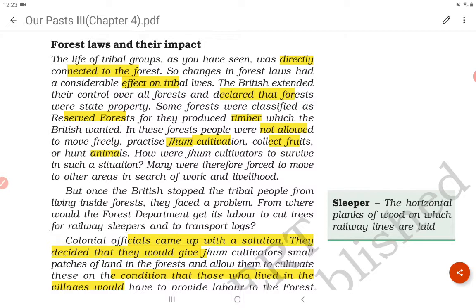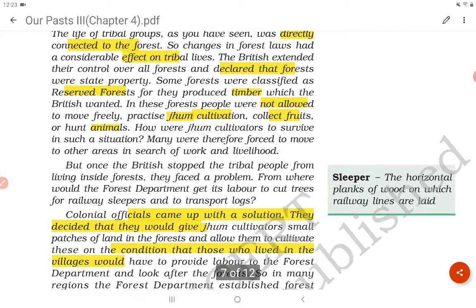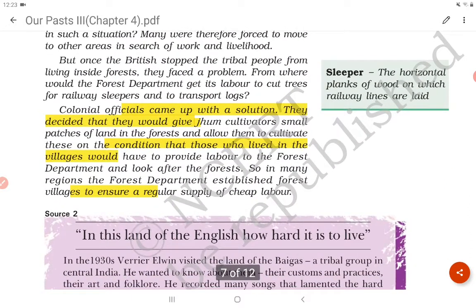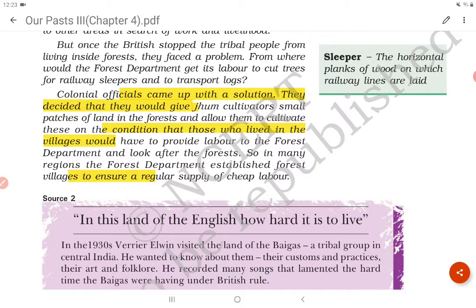In these forests, people were not allowed to move freely, practice jhum cultivation, collect fruits, or hunt animals. How were jhum cultivators to survive in such a situation? Many were therefore forced to move to other areas in search of work and livelihood. But once the British stopped the tribal people from living inside forest, they faced a problem. From where would the forest department get its labor to cut trees for railway sleepers and to transport logs?